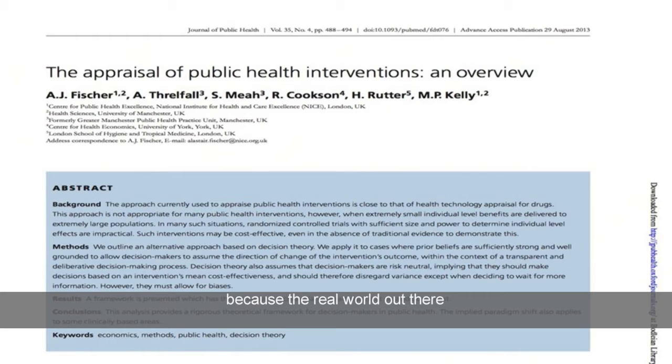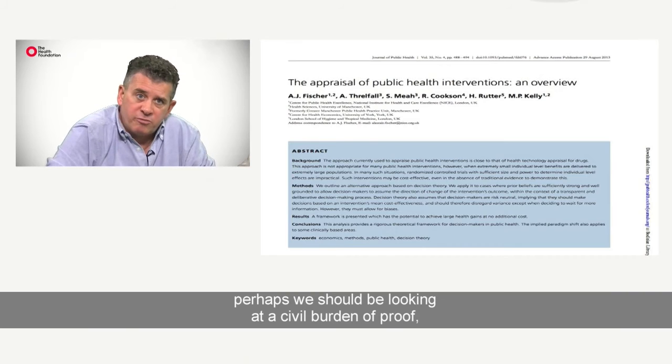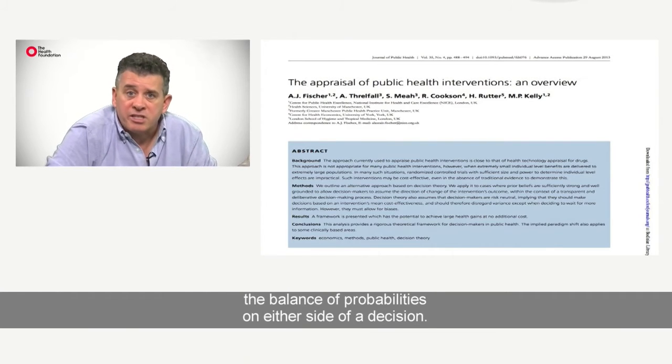Because the real world out there is having decisions made all the time. But all too often in public health, I think, we say we need to wait until we've got good enough evidence, high quality evidence, to be able to act. And I see this as a bit like the difference between the civil and the criminal law burden of proof. All too often we say we need to wait for a Cochrane review or something like that. We're demanding a criminal burden, beyond reasonable doubt. When actually, if a decision is going to be made anyway, perhaps we should be looking at a civil burden of proof, the balance of probabilities on either side of a decision.